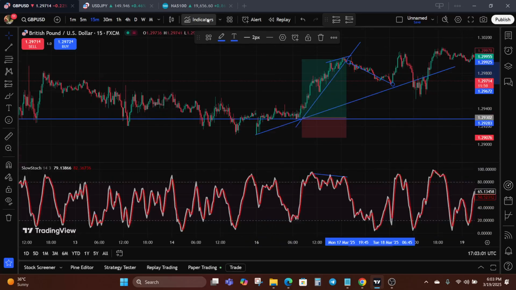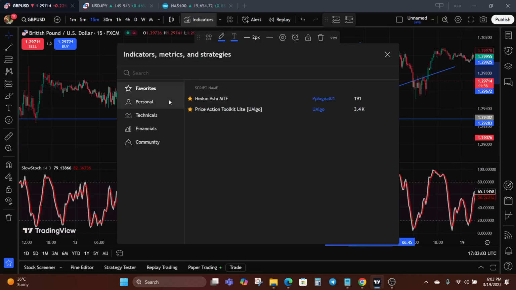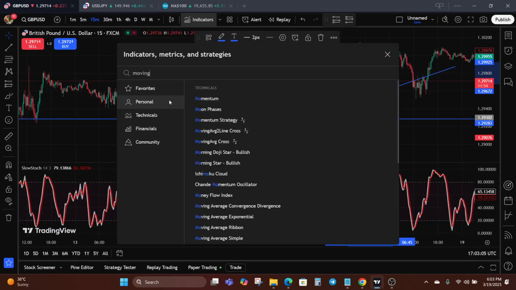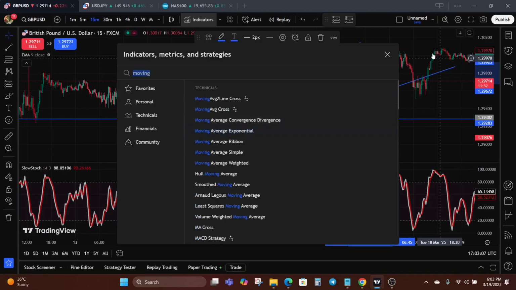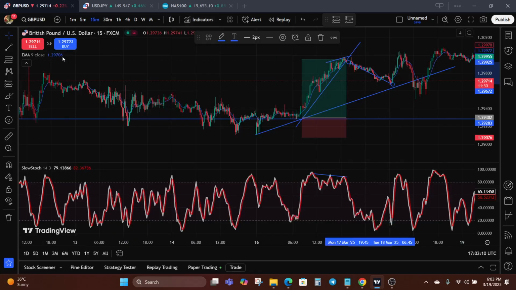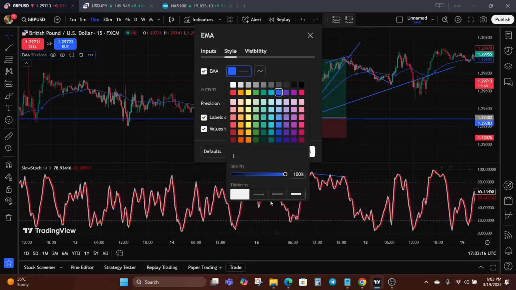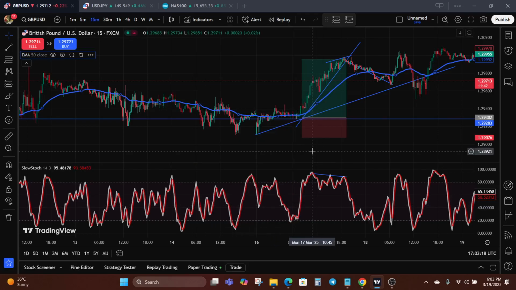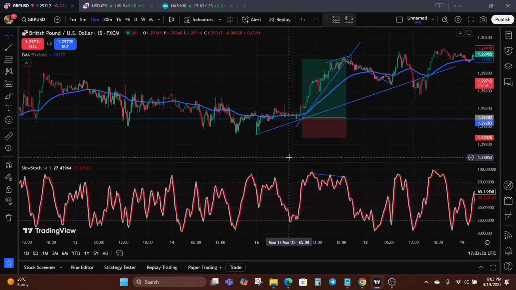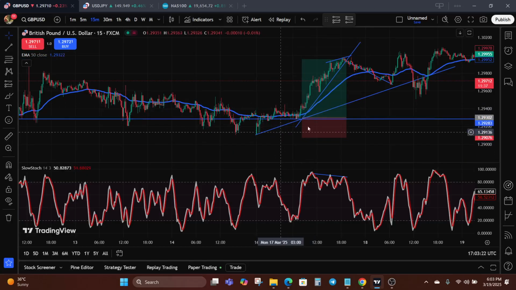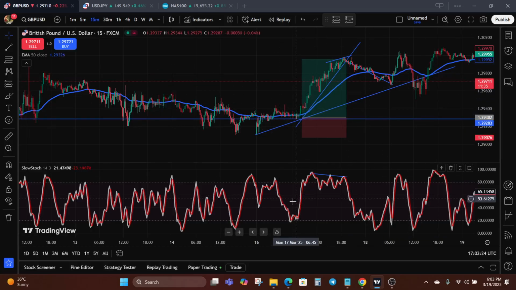Now, another indicator you can consider adding is the moving average. You can combine the slow stochastic with the exponential moving average. Basically, you can use the 50 EMA or the 200 EMA, depending on your trading style, just to confirm the overall trend before taking your stochastic signals.